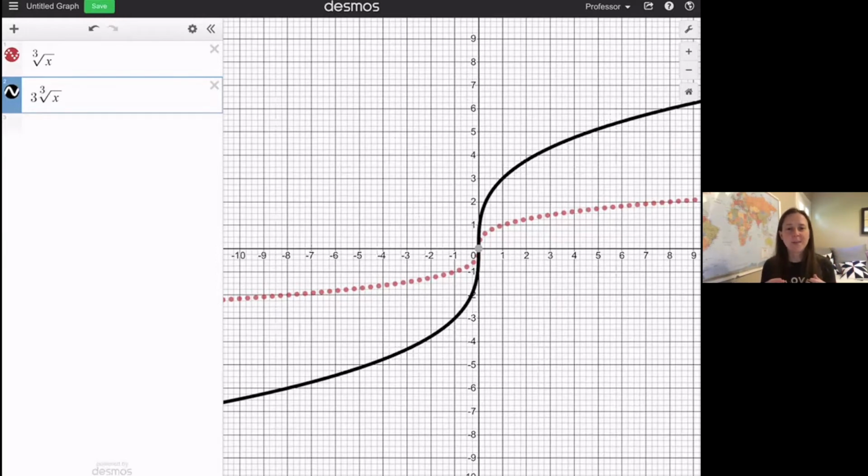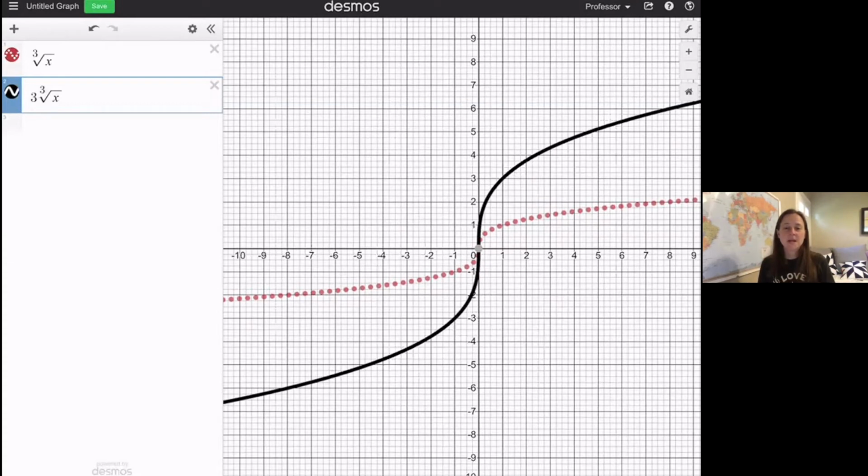Okay, so what's happened is, if you imagine grabbing the tail ends of the red dotted graph, we've multiplied those y coordinates by 3. We've tripled them in height. Everything positive got more positive, and everything that was negative got more negative. So we have vertically stretched this graph.